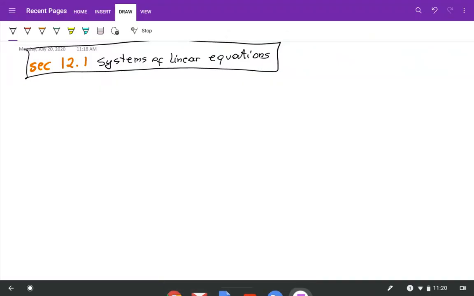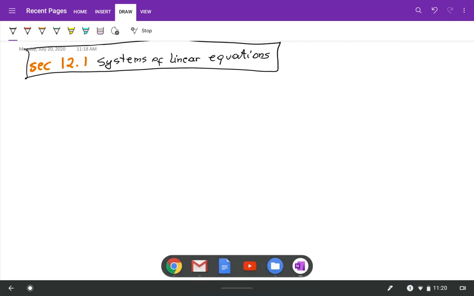Okay, so good morning. Today I will give you the lecture from section 12.1. 12.1 is system of linear equations. We're going to solve linear equations using substitution and elimination method. And the notes which I'm going to follow are the notes from the PowerPoint.